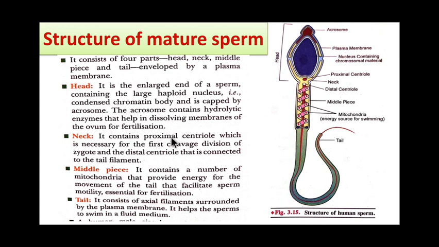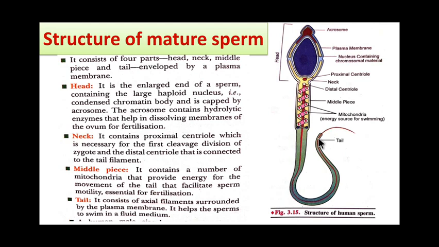Now the neck has a pair of centrioles, that is the proximal, here you can see, and the distal. The proximal plays a crucial role during the first cleavage of the fertilized ovum, and the distal one gives rise to the axial filament of the long tail of the sperm.